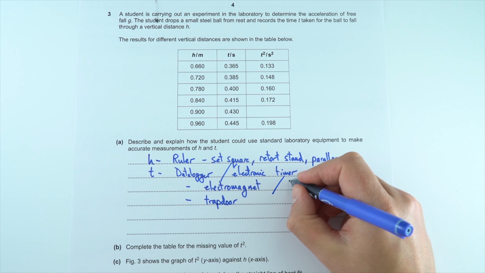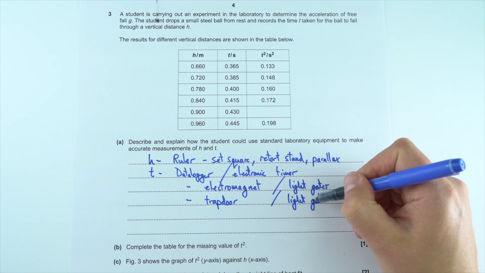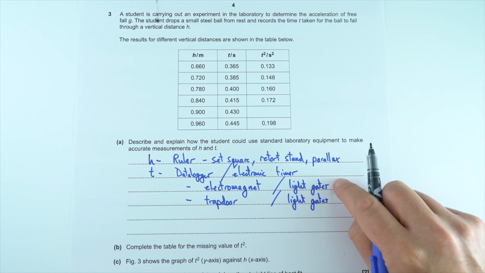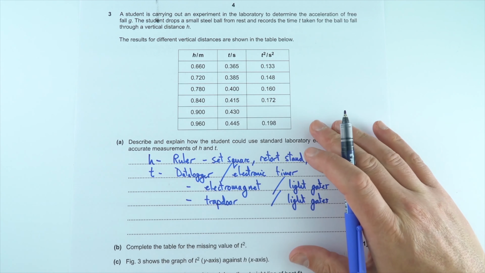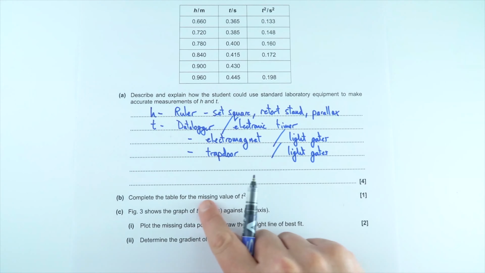Equally, we could have used light gates. You can have a light gate at the top to start the timer and a light gate at the bottom to stop it. Light gates on their own is not the answer, because the light gates need to be connected up to the data logger to actually record that data. For this one, there were 4 marks available.